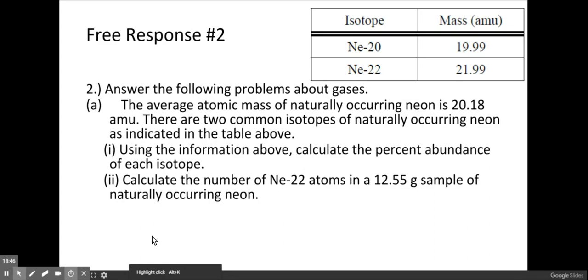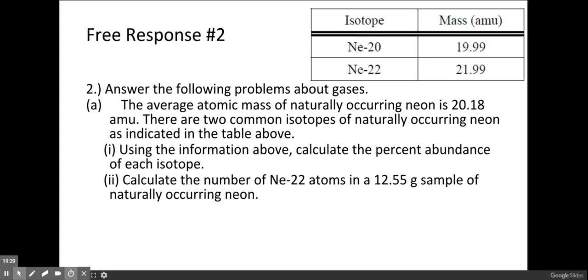Okay, so now we have free response question number 2. Answer the following problems about gases. We have a table with 2 isotopes of neon and the masses of those 2 isotopes. The average atomic mass of naturally occurring neon is 20.18 atomic mass units. There are 2 common isotopes of naturally occurring neon, as indicated in the table. Using the information above, first calculate the percent abundance of each isotope. When you've completed that, calculate the number of neon-22 atoms in a 12.55 gram sample of naturally occurring neon.